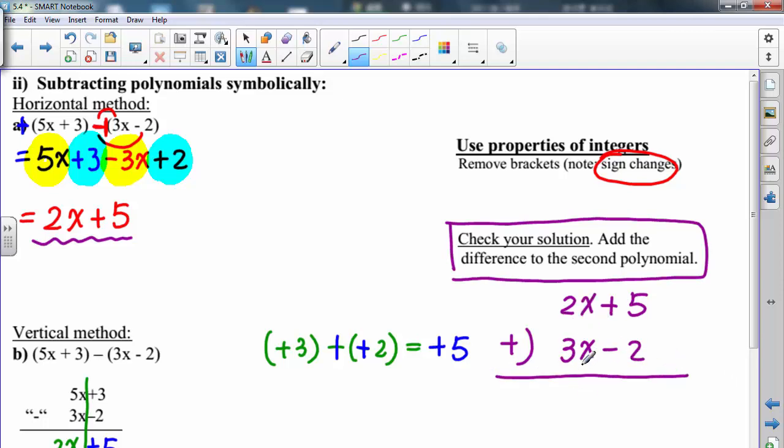We know how to add two polynomials. As long as you align the like terms, you only need to add the coefficients up. Positive 2 plus positive 3, positive 5x, or we can just say 5x simply. Positive 5 plus -2, positive 3, which is the same as the first polynomial in the subtraction. So that means my difference is correct.